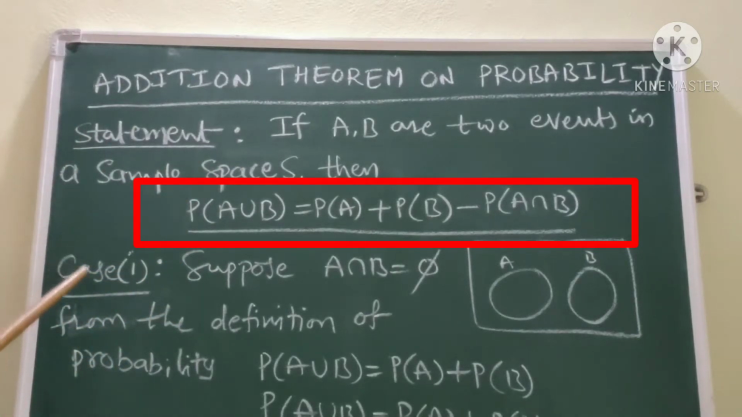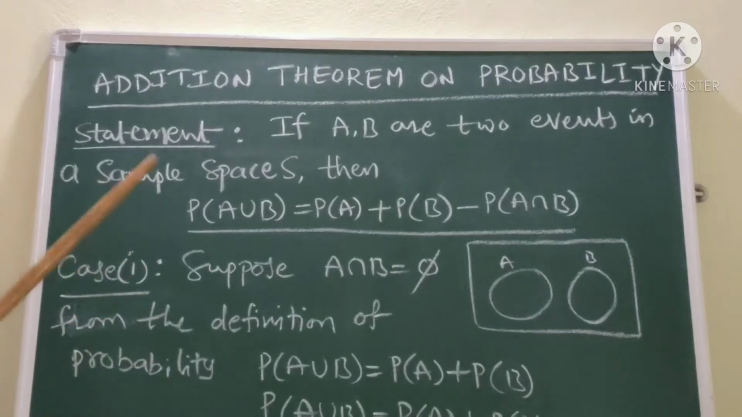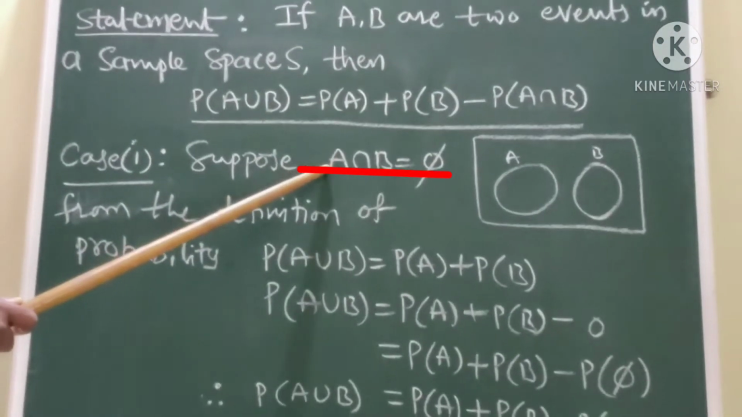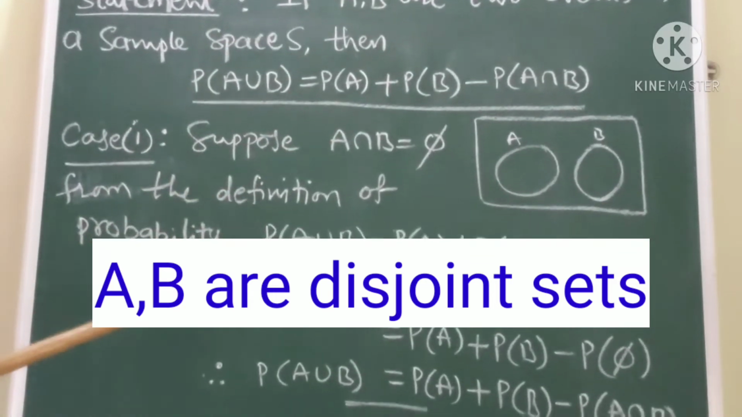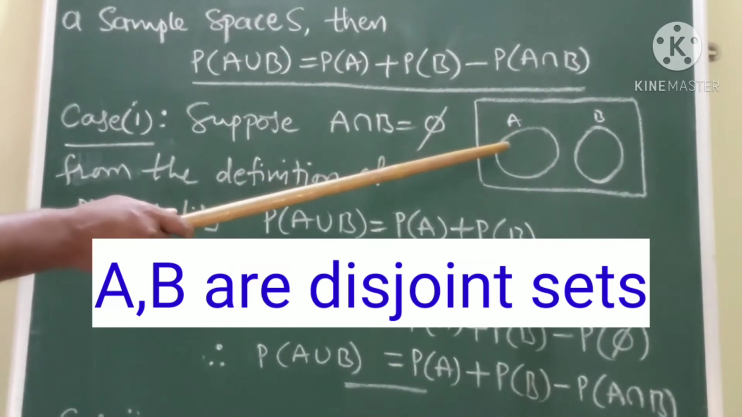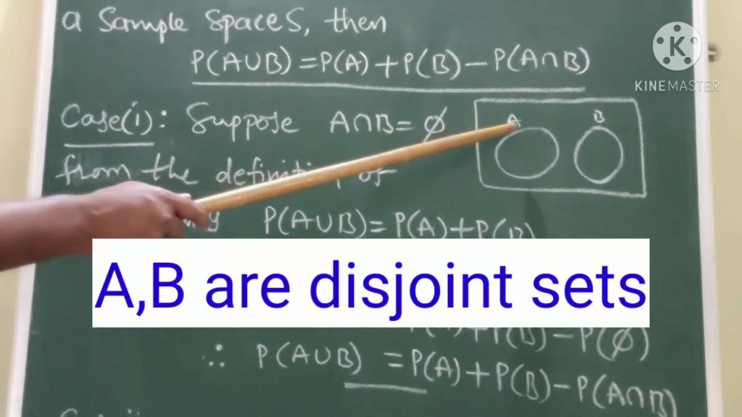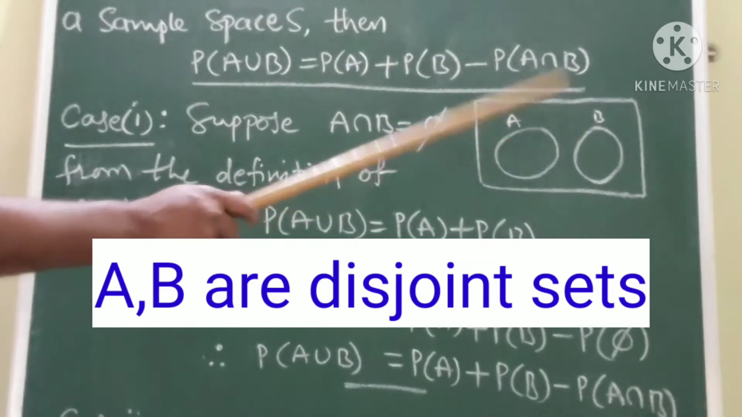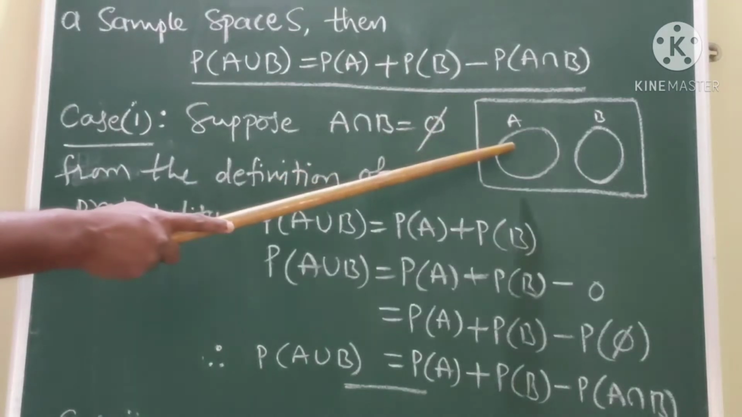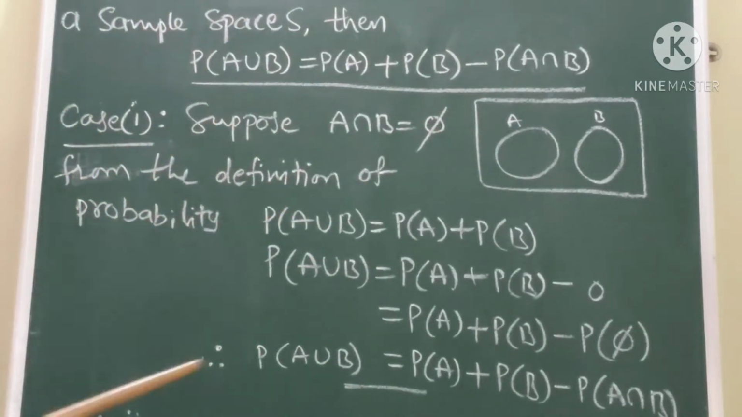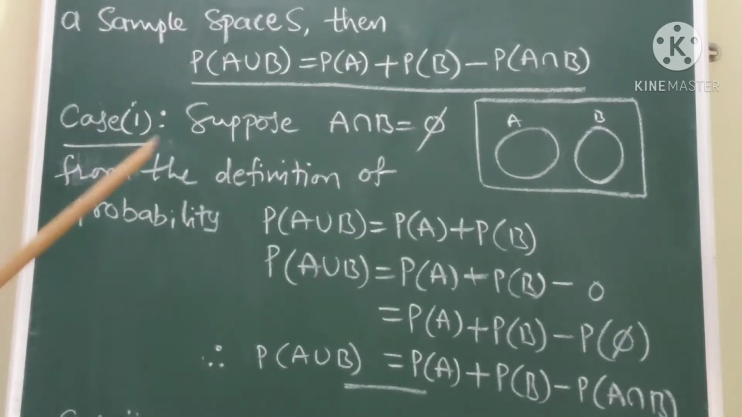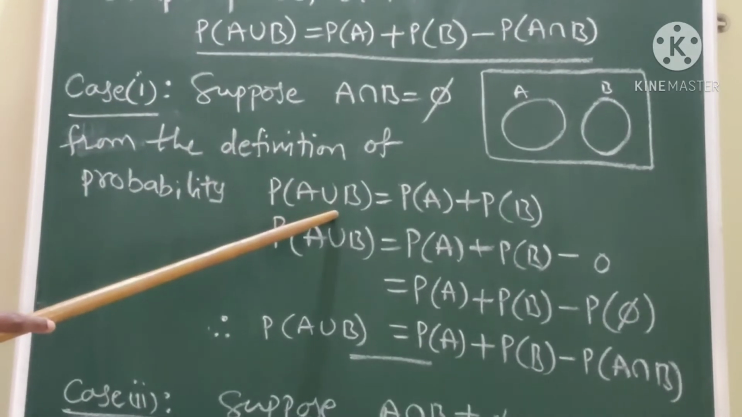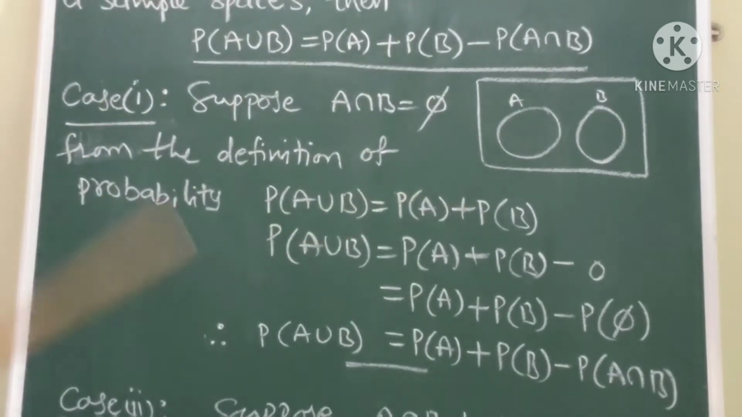Now let us see case 1. In case 1, suppose A intersection B is equal to the null set. That means A and B are two disjoint sets. In the diagram, it clearly says that A and B are disjoint sets. They are not intersecting each other. So from this, we will go for the definition of probability. What is the definition of probability? P of A union B is equal to P of A plus P of B. This is the definition of probability.